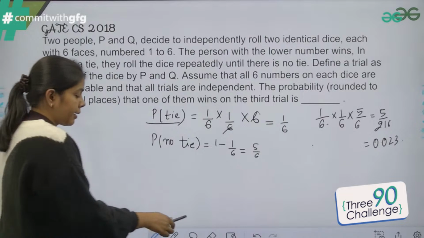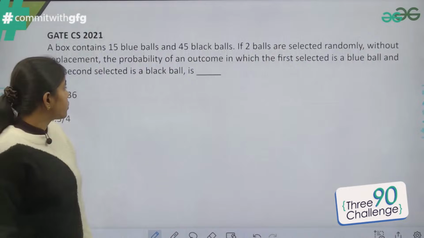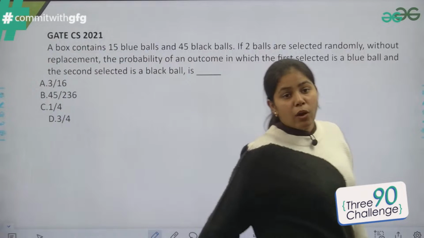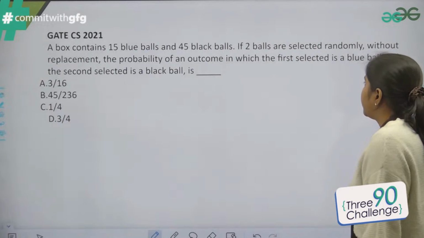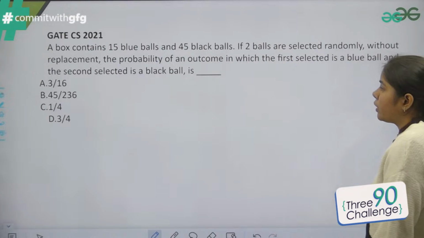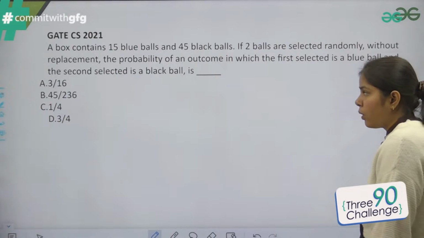Let's move ahead. Let's move to the next question. So this is another question, guys. A box contains 15 blue balls and 45 black balls. If two balls are selected randomly without replacement, find the probability of an outcome in which the first selected ball is a blue ball and the second selected ball is a black ball.